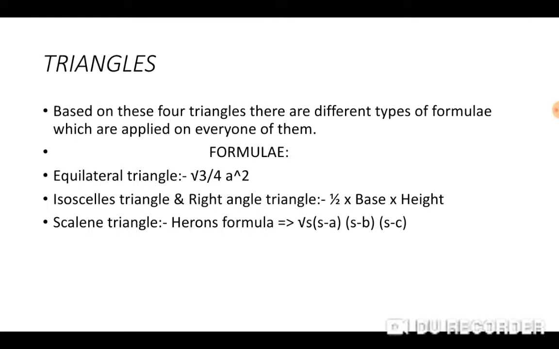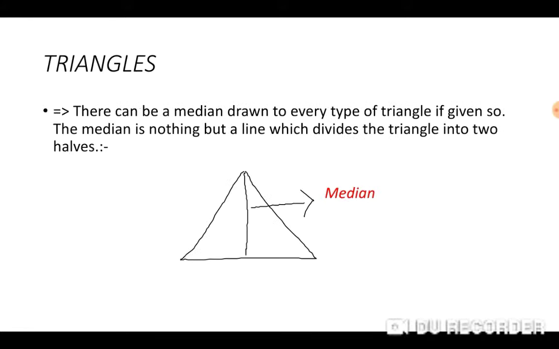Now here, based on these four triangles, there are different formulae which are applied on every one of them. So the formulae are, for an equilateral triangle, the formula is root 3 by 4 into a square. Now for an isosceles triangle and a right angle triangle, the formula is half into base into height. And for the scalene triangle, we use Heron's formula, that is, root of s into (s minus a), (s minus b) and (s minus c), as shown. So let's move to the next point.